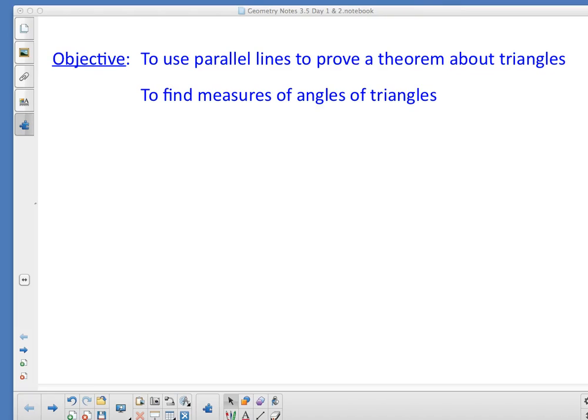Notes up for today. Today we are looking at notes for 3-5. I don't know why I wrote 3-4 up here. We're looking at notes for 3-5, and we're going to be looking at triangle angle sum theorem, exterior angle of a polygon, remote interiors, and triangle exterior angle theorem. Those are the things we're looking at.